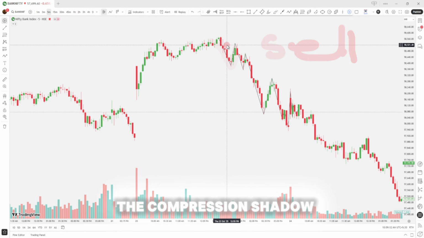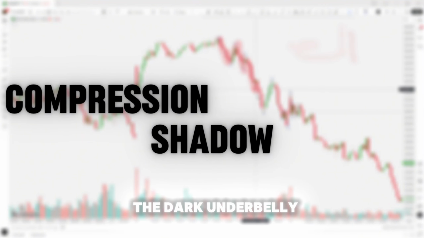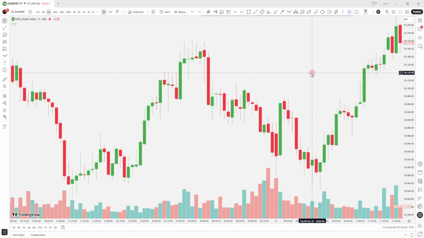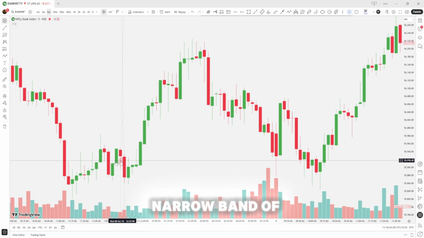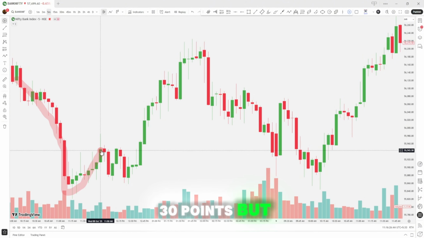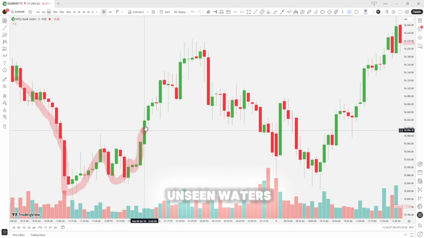Transitioning smoothly to the compression shadow, this concept uncovers the dark underbelly of tight ranges, where shadows, those probing wicks, hint at impending releases. Compression forms a narrow band of 4 to 6 candles, bodies squeezed to 20 to 30 points, but shadows stretch out like fingers testing unseen waters.